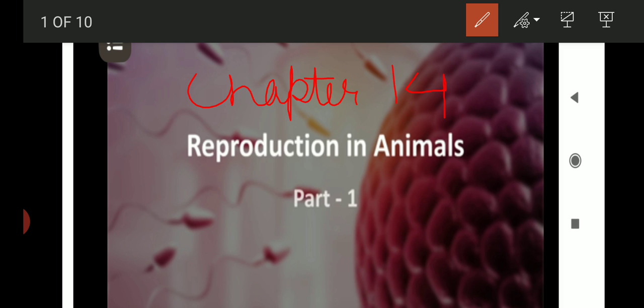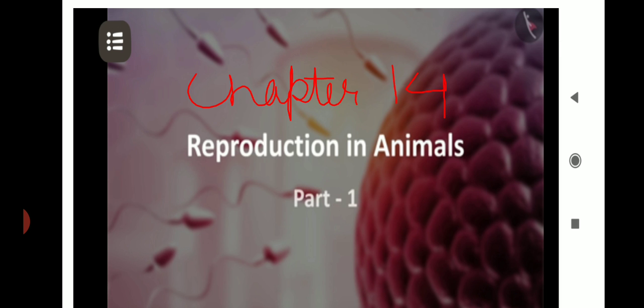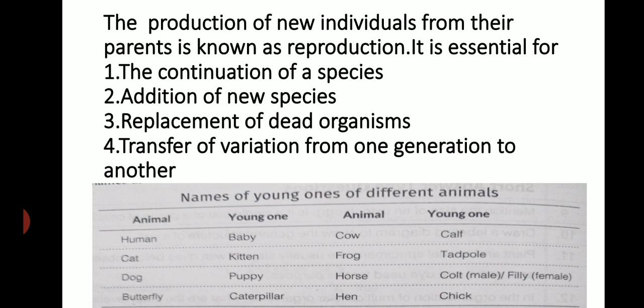We have learned that all living organisms live for a certain period of time and then die. This reduces the number of individuals of a population. The reduced number is restored by the addition of new individuals through reproduction. So, the production of new individuals from their parents is known as reproduction. In fact, reproduction is one of the most important characteristics of living organisms. It is essential for the survival of a species on this earth. And in this chapter, we shall learn how reproduction takes place in animals.